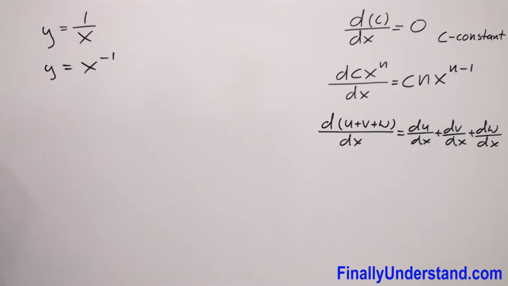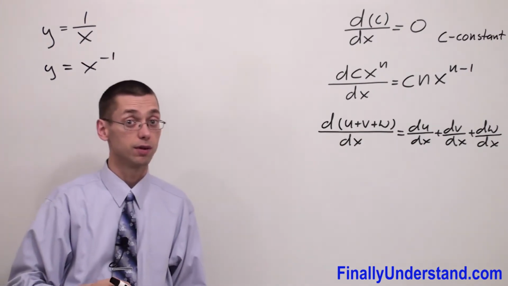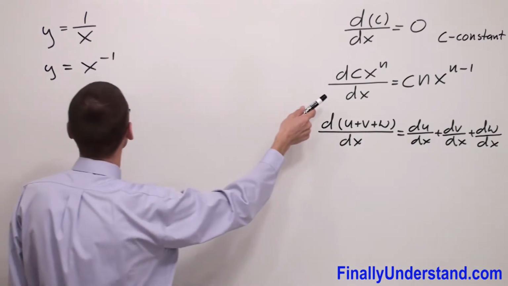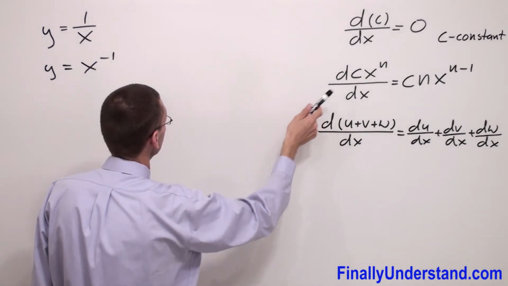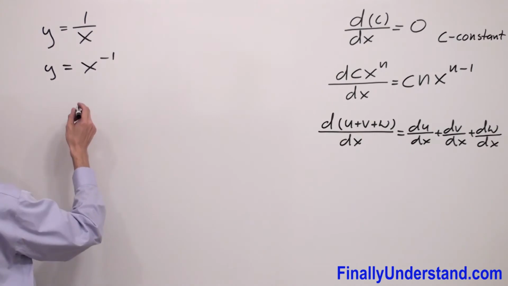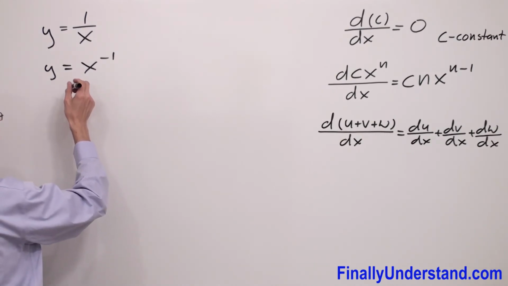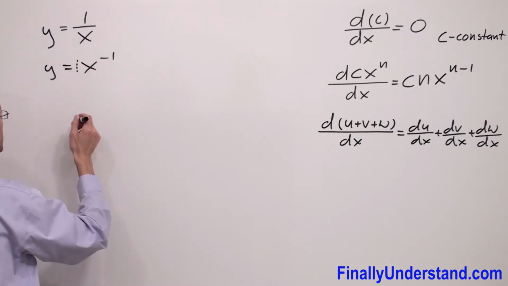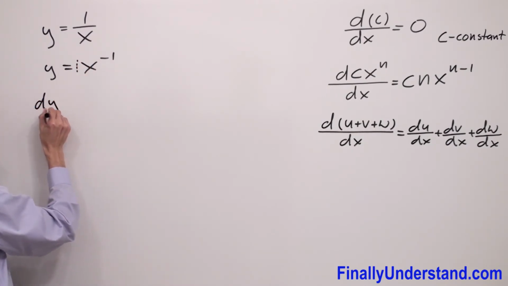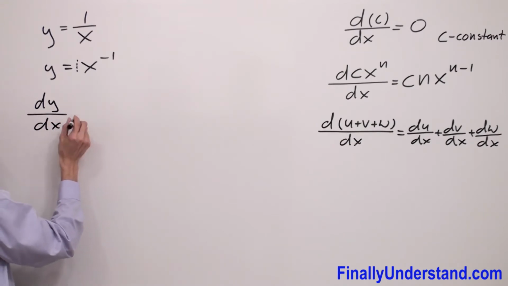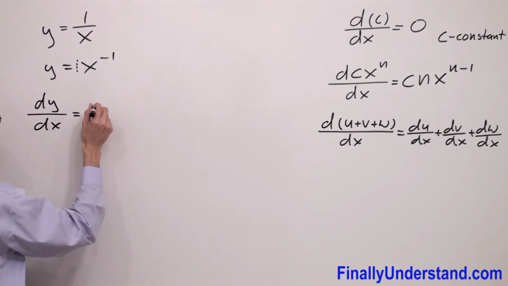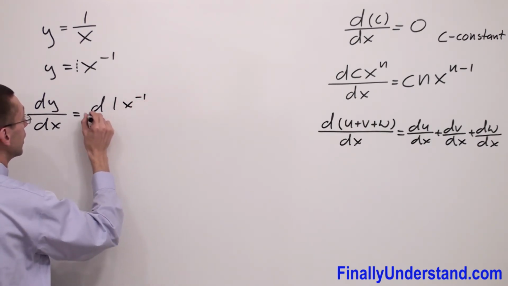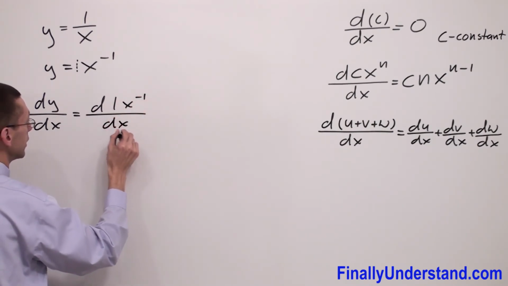Okay? So now the problem looks much simpler because right now I can use the formula of the derivative of the constant times a power of x. So where is my constant? There is always an invisible 1 over here. So I have dy over dx is equal to the derivative of 1 times x to the -1 over dx.